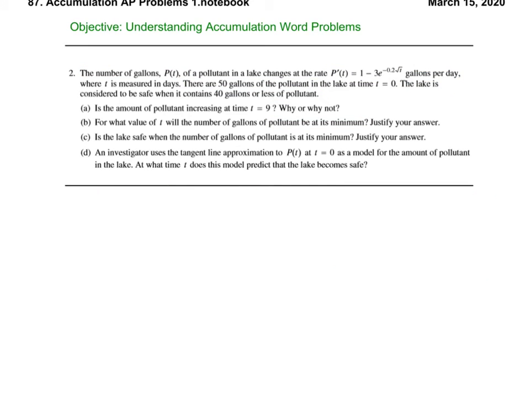All right. Is the lake safe when the number of gallons of pollutant is at its minimum? So that's asking, is the lake safe? That goes back to our 40. We need the amount of pollutant to be less than 40. So how many gallons of pollutant are in it? In the last problem, t equals 30.174, we need to find the total amount of pollutant at that time.